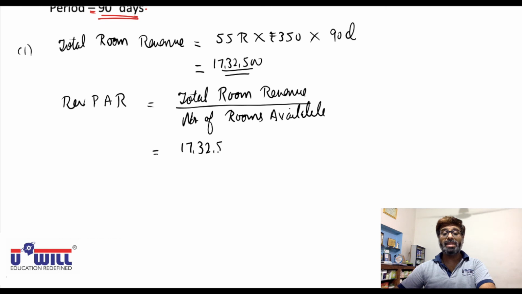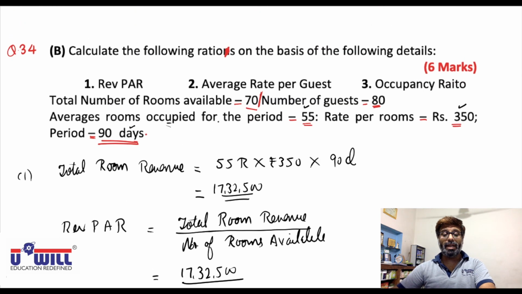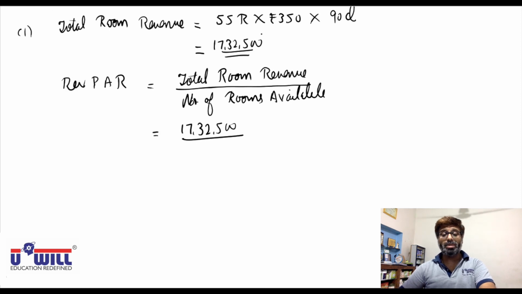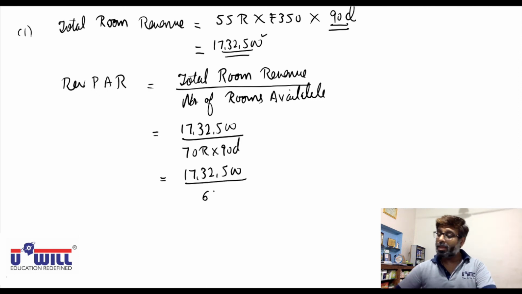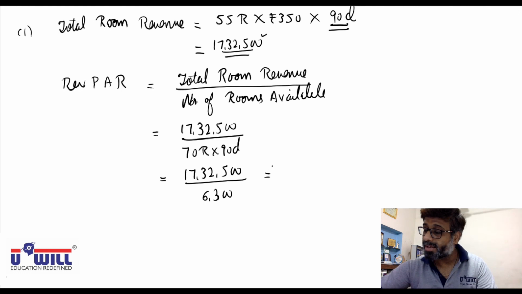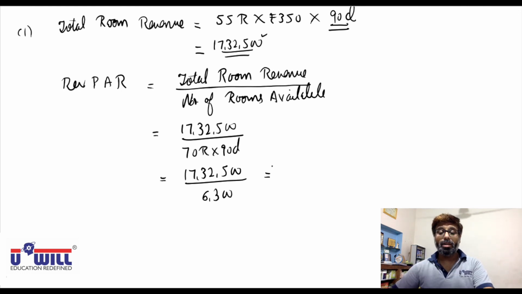The number of rooms available are 70 multiplied by 90. This is the revenue of 90 days. So what are the rooms available for 90 days? 70 rooms into 90 days means total rooms available are 6,300. So 17,32,500 divided by 6,300, rupees 275 is the revenue per available room. Now what is the second question asked?